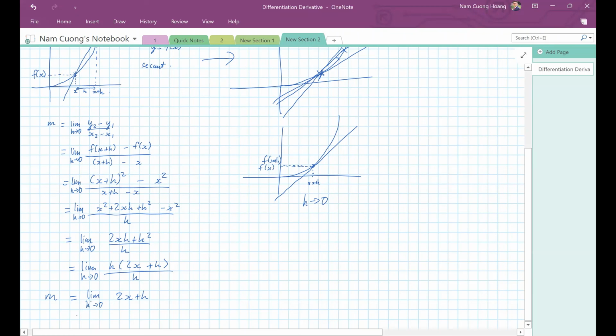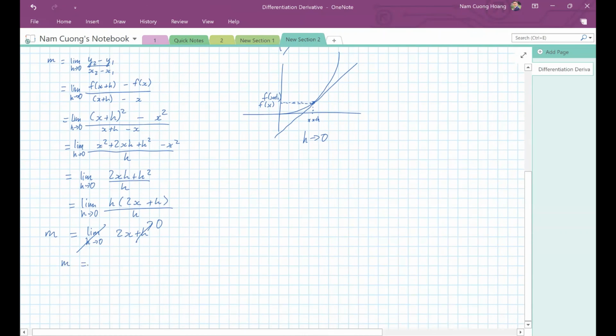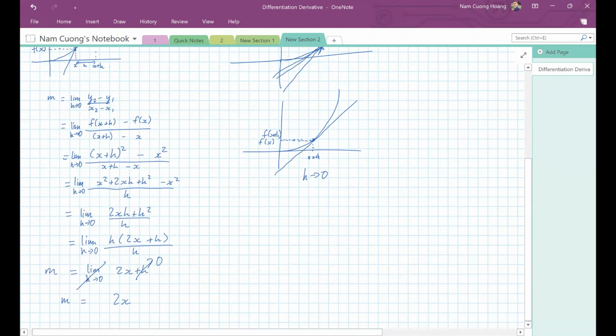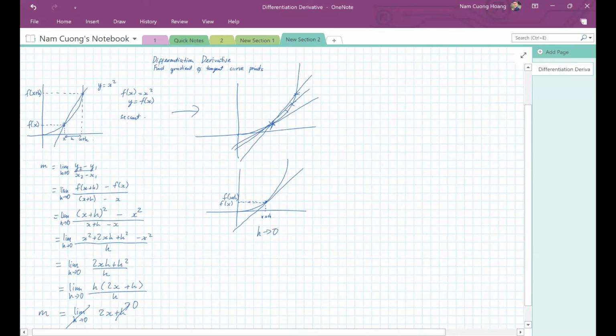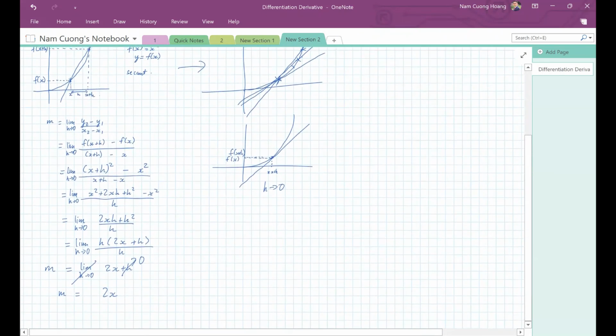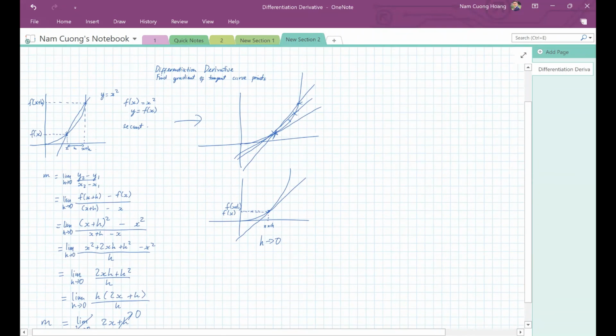What happens when we evaluate h equals 0? We will then have h is 0 and your gradient would just be 2x. Okay, so the gradient of the tangent to the curve y equals x squared is 2x. That is the first principle of derivative.